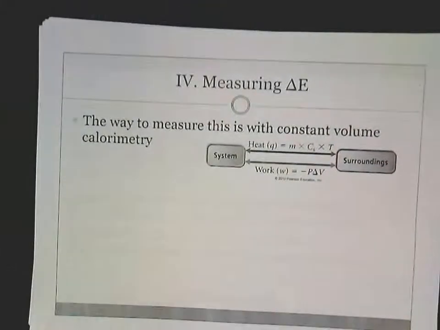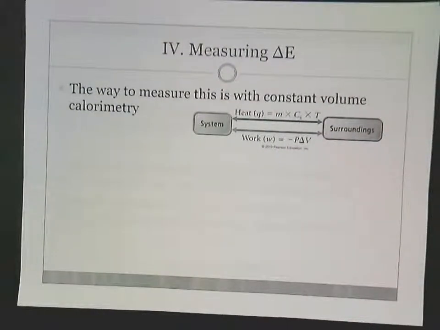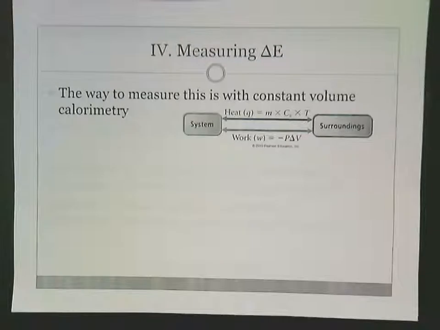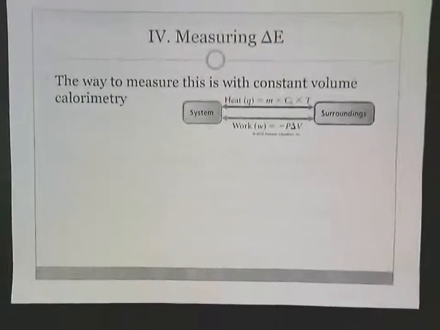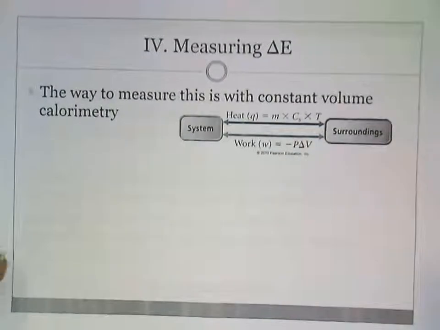The question is, how do we measure delta E, right? We can measure heat using a thermometer. We can measure work if we know the pressure and the volume. But I would like to get at the actual how to measure delta E. So the way we're going to do this is what you're going to do in lab next week. Constant volume calorimetry.